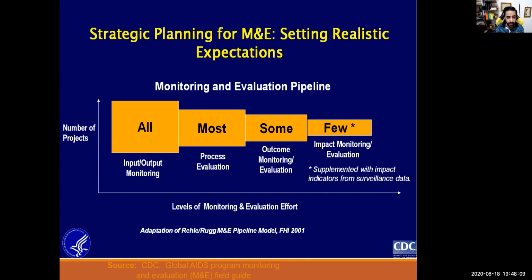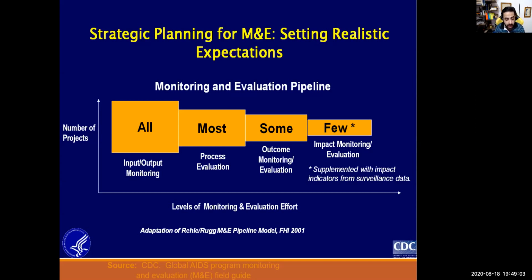Inside the project, you have evaluation, which we call RTE. What does RTE mean? Real time evaluation. So when you are giving something, you are evaluating the process. This will also happen with your staff when they are applying the work. So all the projects have input and output. Most of the projects have a process evaluation. Some of the projects have outcome, and a few have impact.